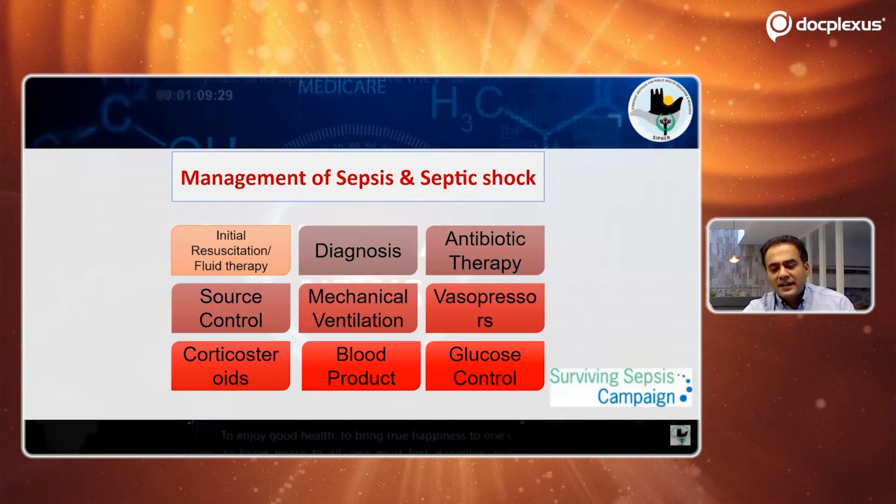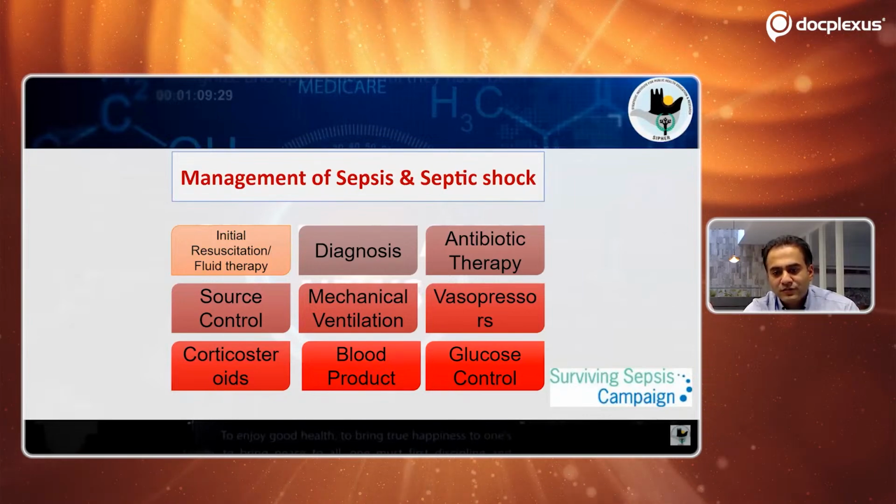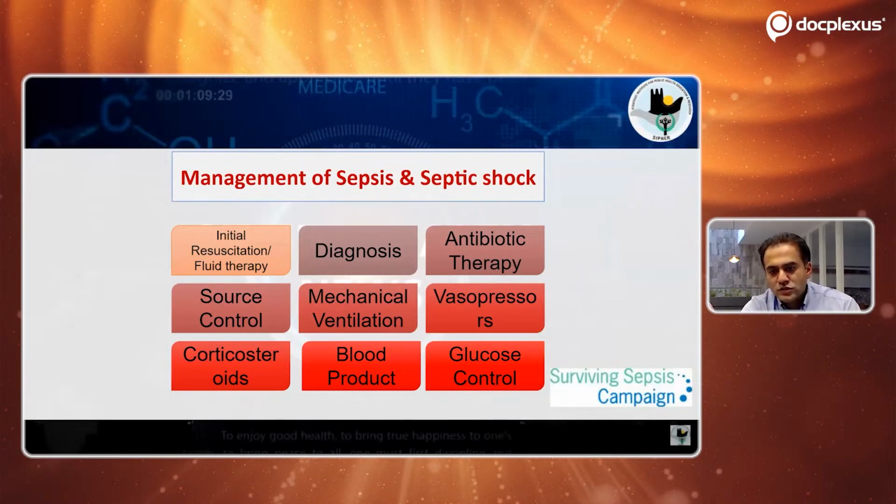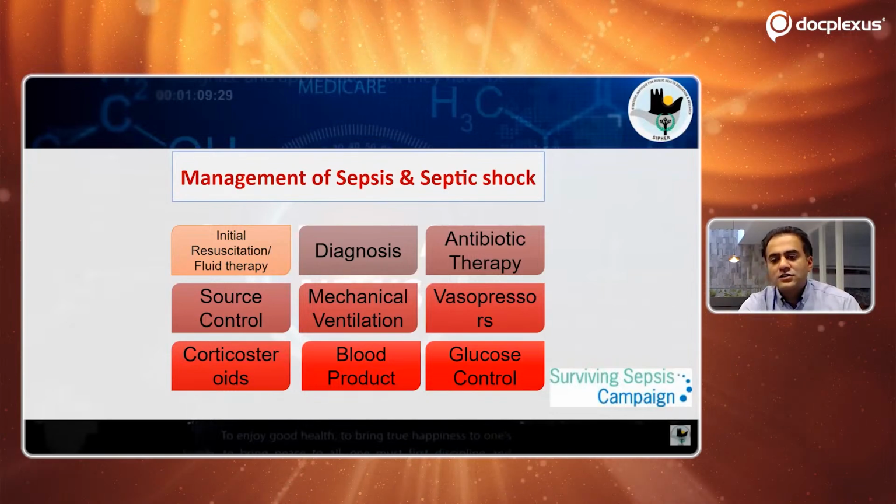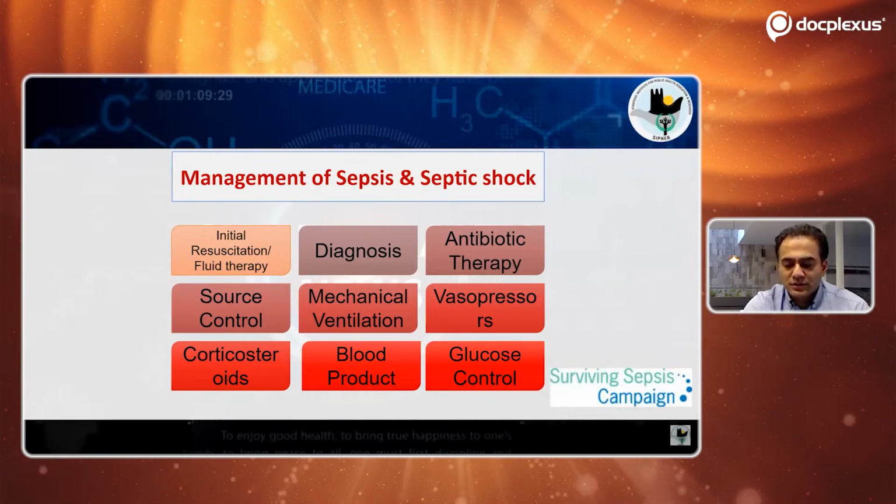For this part, I would like to give headings to my talk: initial resuscitation and fluid therapy, how we diagnose our patient, how we give antibiotics. Obviously, source control is very important. If patients require mechanical ventilation, how do we ventilate them? What vasopressors do we use? Are steroids indicated or not? What is the blood trigger? And what targets of glucose do we keep in our ICUs?